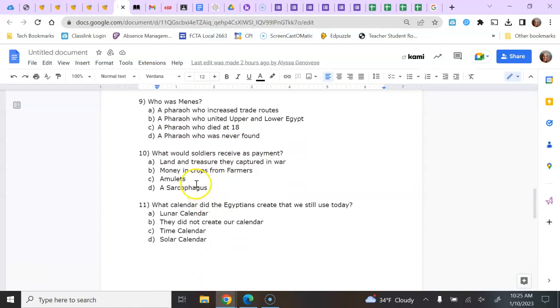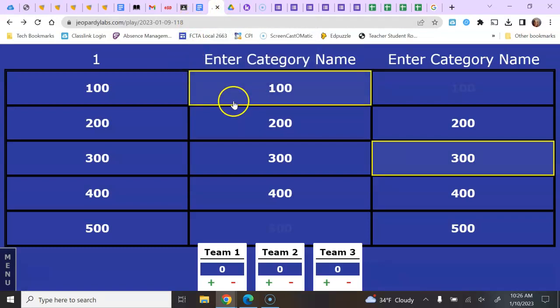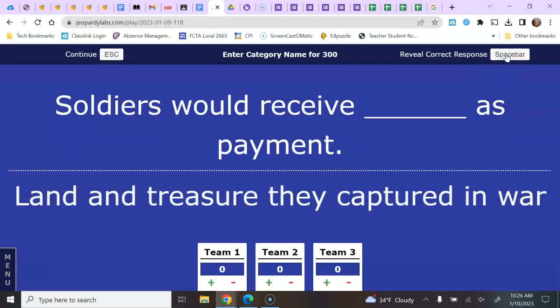Number 10. What would soldiers receive as payments? I could not find this on a workbook page, but I did find it in our Jeopardy game that we played yesterday, and I know that you talked about it with Miss Genovese. If you look at the screen, the question is soldiers would receive blank as payments. What would they receive as payments?